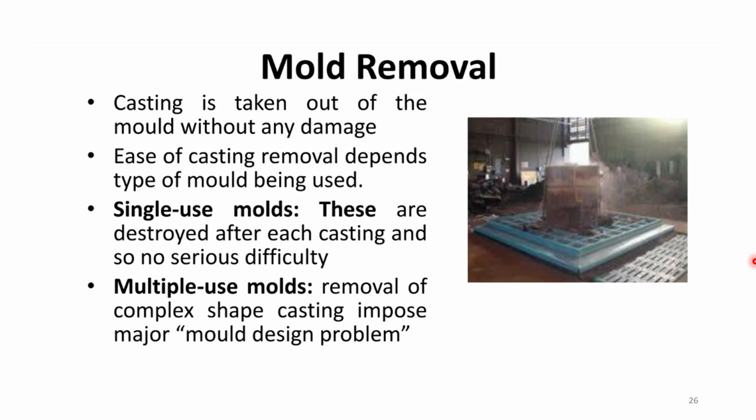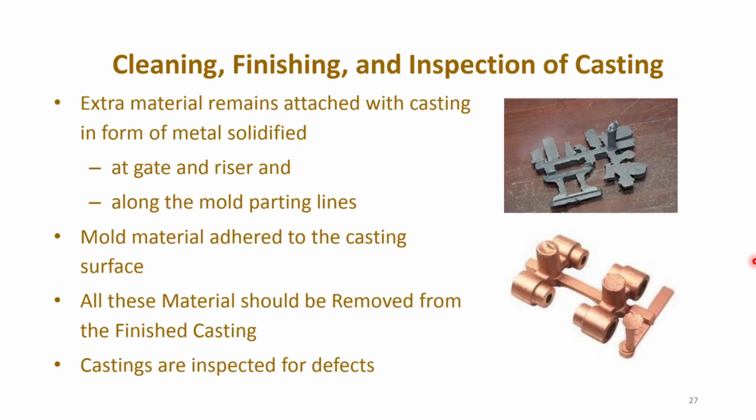Next step is cleaning, finishing and inspection of the casting. Initially you have the sprue, and this is how your mold cavity is formed. This riser part and pouring basin part will also have solid metal which will be attached to this part, your casting. So you have to remove these as well, by cutting off or by machine removal.